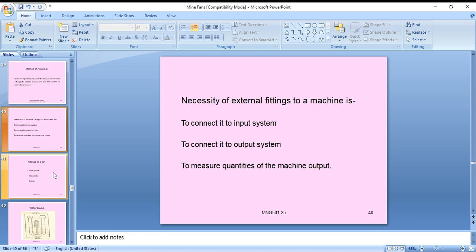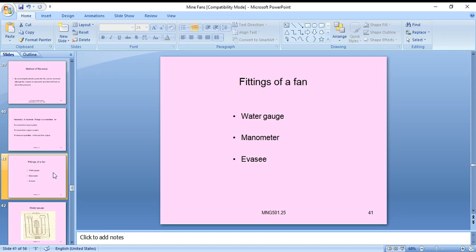Also a primary thing. So what is that? Fittings of the fan: water gauge, manometer, evasee. These three are the most important for the fan fitting. The evasee is an outlet, but it does not simply end at the exact opening; it extends to some extent, up to 5 or 6 meters. They maintain the evasee with a gradual change of the diameter.